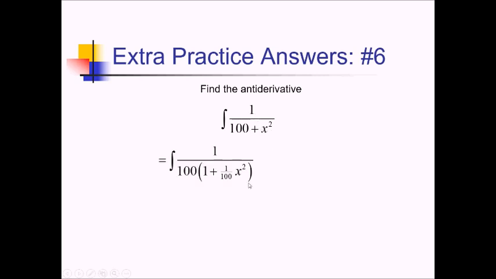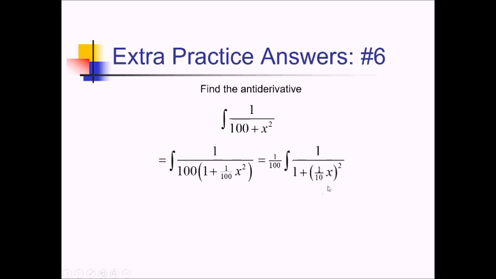100 x squared. And my next step, I'm going to do a couple things. For one thing, I'm going to pull this 1 over 100 outside the antiderivative symbol, outside the integral. Inside now, I'm going to rewrite this 1 over 100 x squared term as 1 over 10x, and then square both of those things like so.